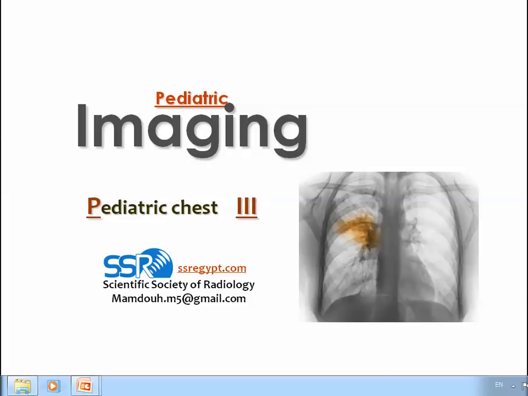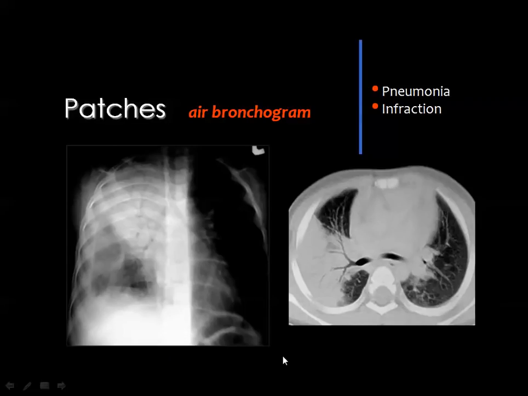We have finished in the second part with the pulmonary nodules, which are well-defined lesions less than 3 centimeters in diameter. And also we have finished with pulmonary masses, which are well-defined lesions more than 3 centimeters in diameter. In this part, we will deal with the remaining two issues, which are the consolidation or the patches and the cavities. Then patch opacity means that there is a pulmonary lesion with ill-defined borders that is containing air bronchogram.